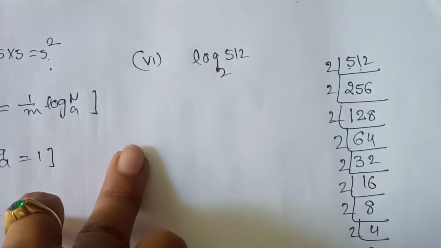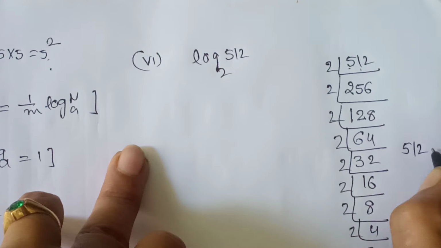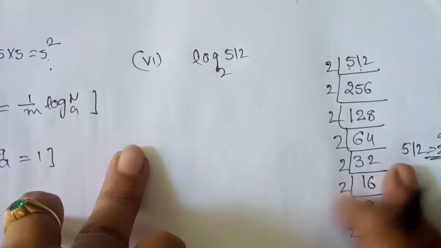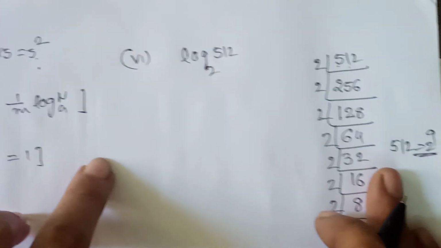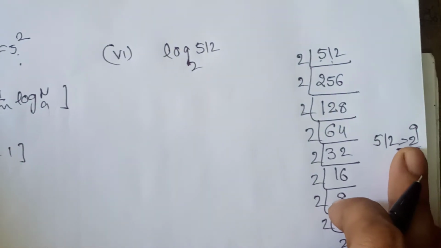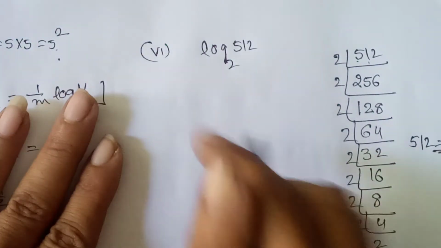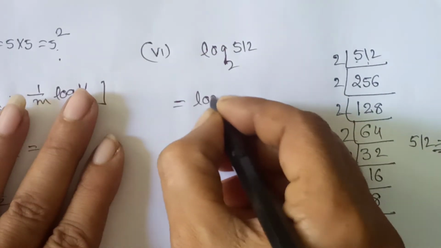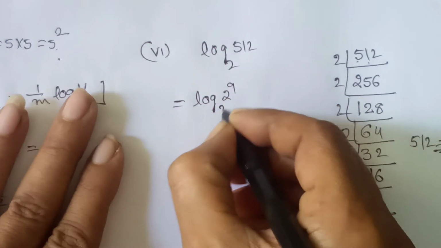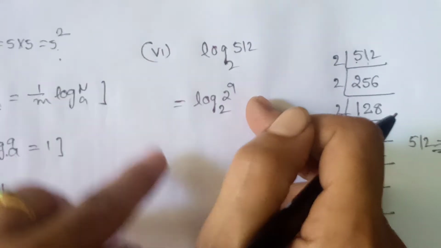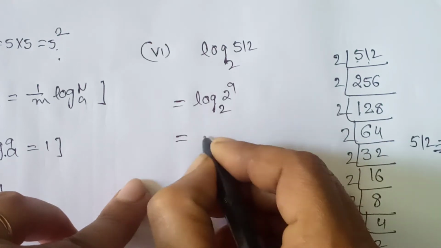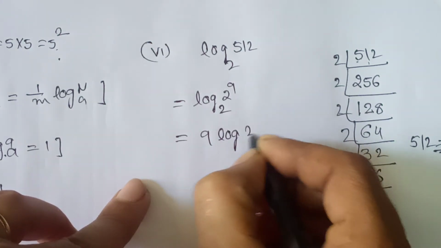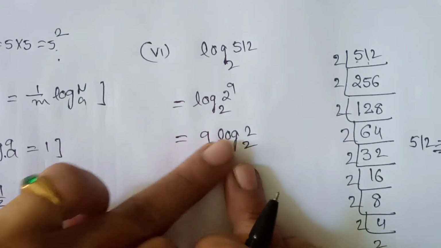So 512 is equal to 2 power 9. So that equals log 2 power 9 base 2. So that is equal to 9 into log 2 base 2.